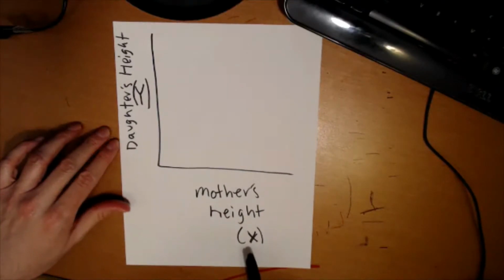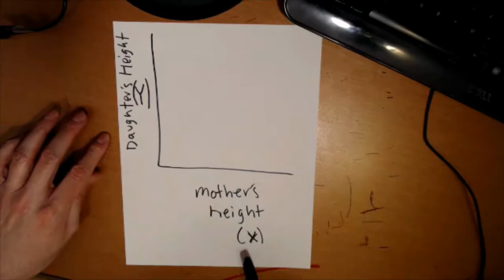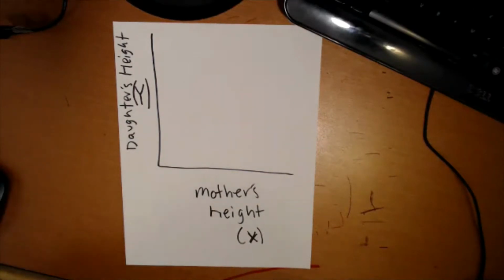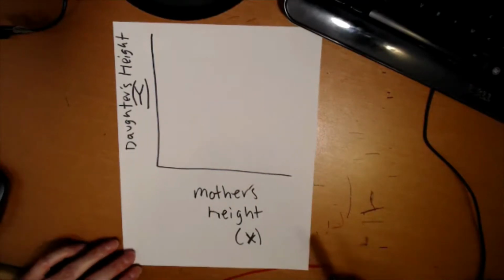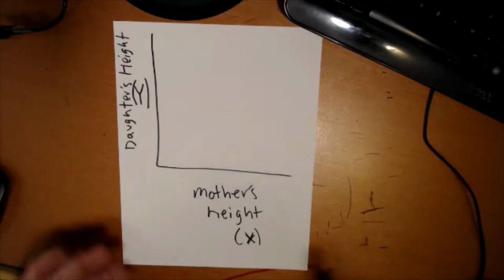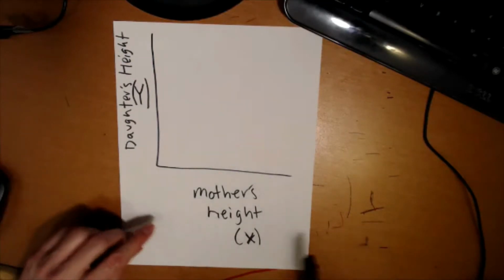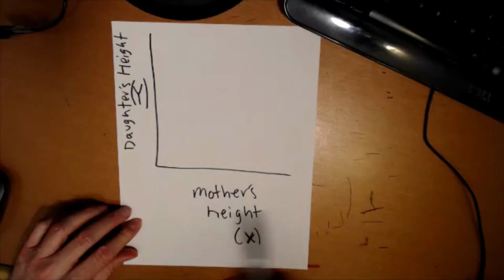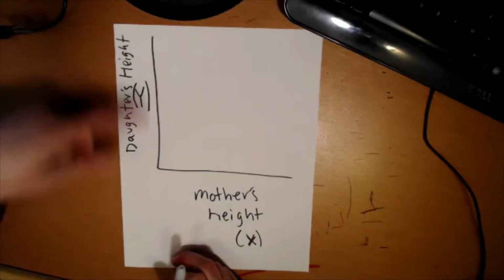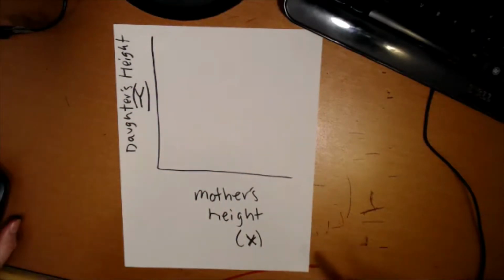I will fix the video in the next day or two, but apologies. So as you watch the rest of this video, just know that all the math is totally good. This is supposed to be mother's height on the x. This is supposed to be daughter's height on the y. Okay, sorry about that. Keep watching.